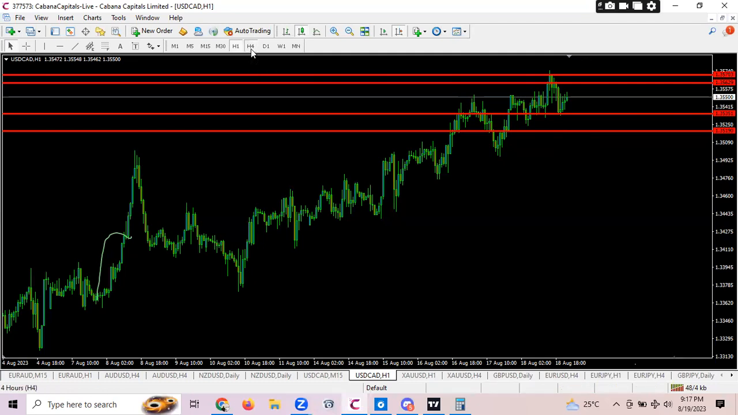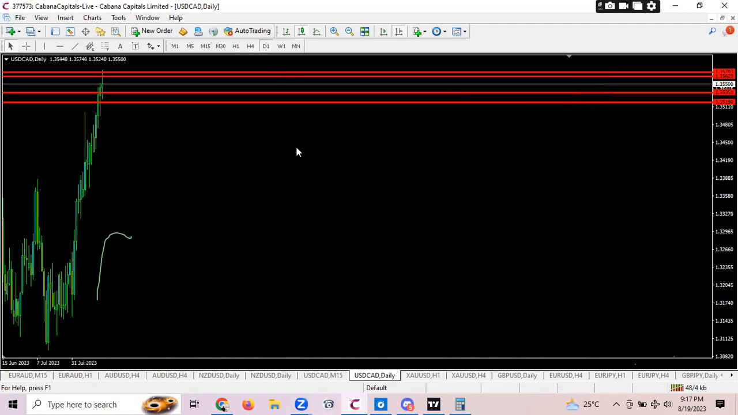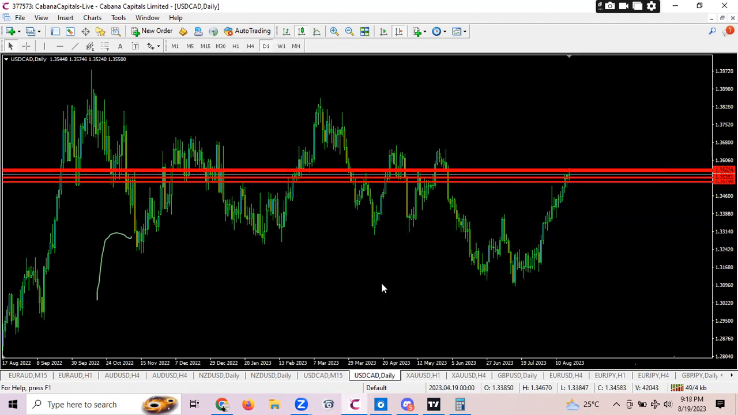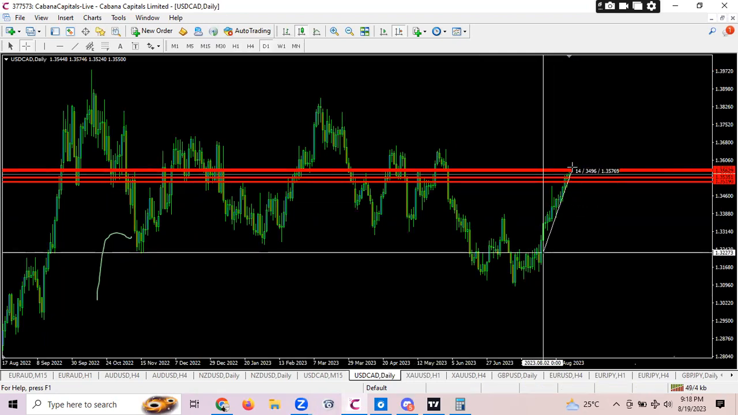Considering where price started going up, you can see USD CAD has been bullish for several weeks or months. This is where the price started going up from, and it has done over 340 pips. So it will not be wise to start buying at the current market price. It is only FOMO that will make you want to buy USD CAD at the current market price.